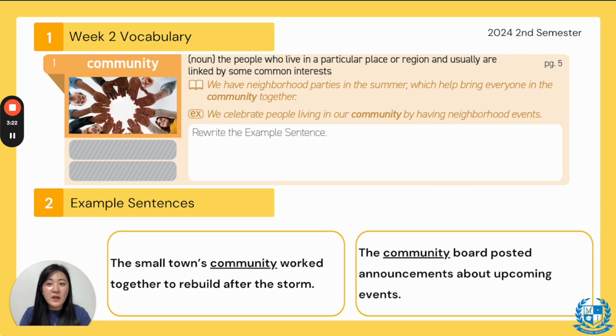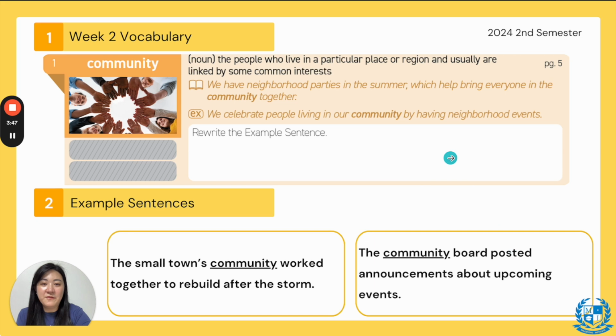Example, please read with me. So this is not just you listening. For example sentences, you must say it and read it out loud. Ready? We celebrate people living in our community by having neighborhood events. Very good. So again here, it's a little bit similar to the one on top, but we'll move on.